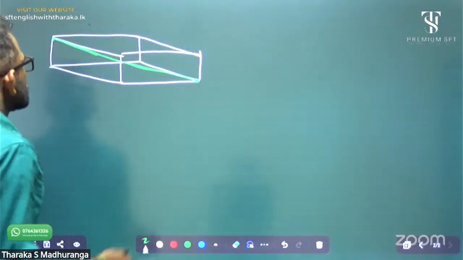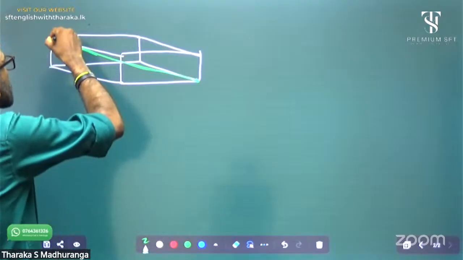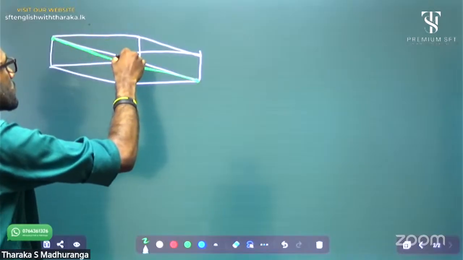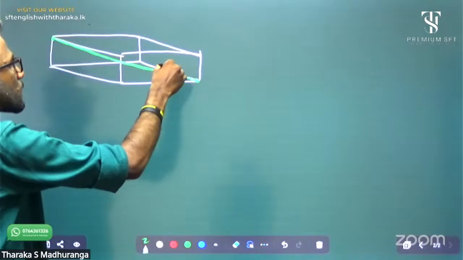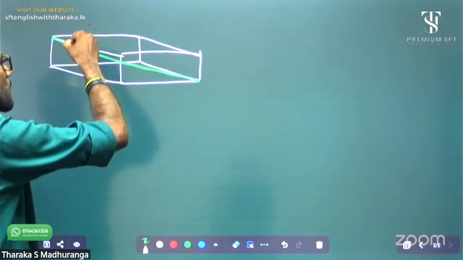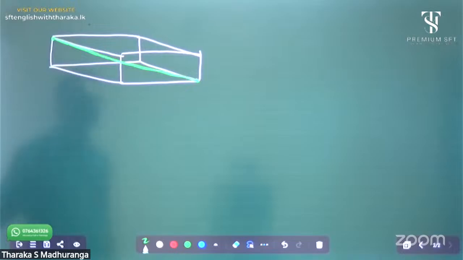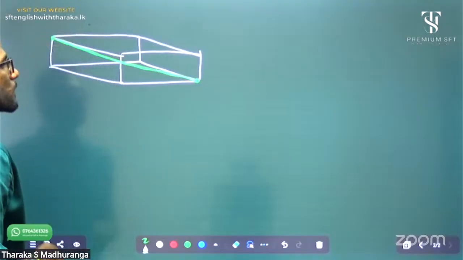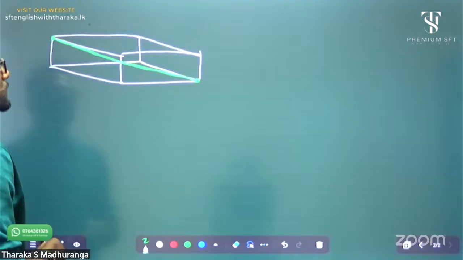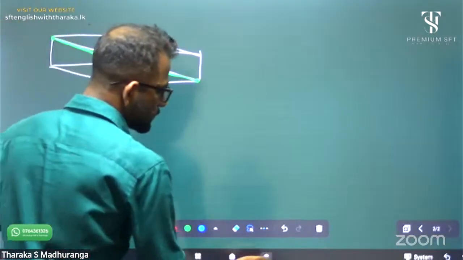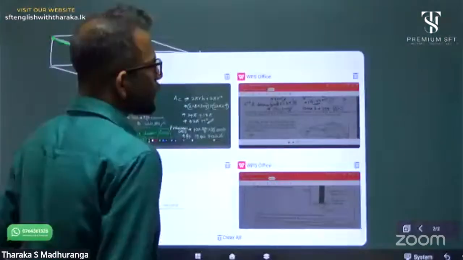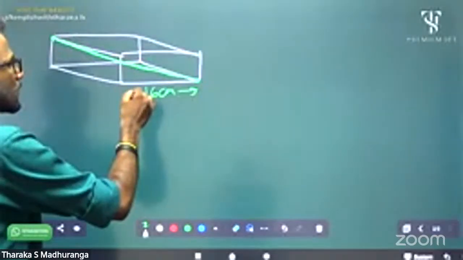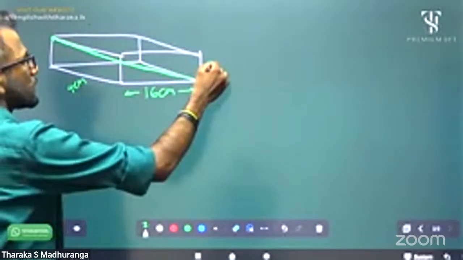To calculate this length, how to calculate it given the length, width and height? The length is 16 centimeter, width 4 centimeter, and height 3 centimeter.